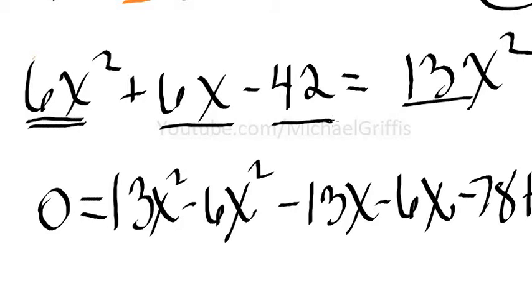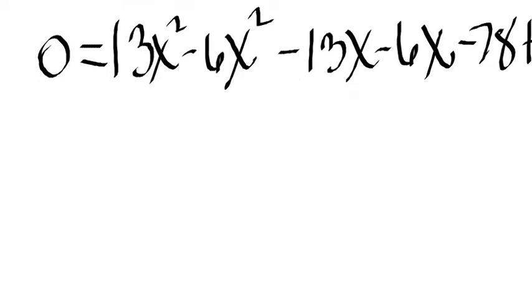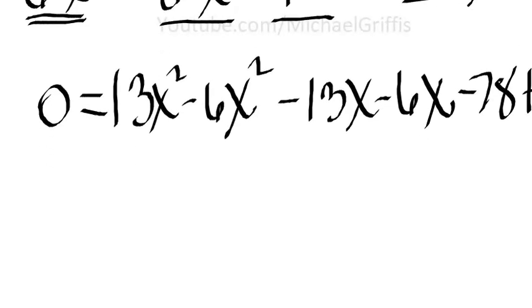What are we doing? We're just adding 42 to both sides, subtracting 6x from both sides, and subtracting 6x squared, to get the left-hand side equal to 0, with everything over on one side.